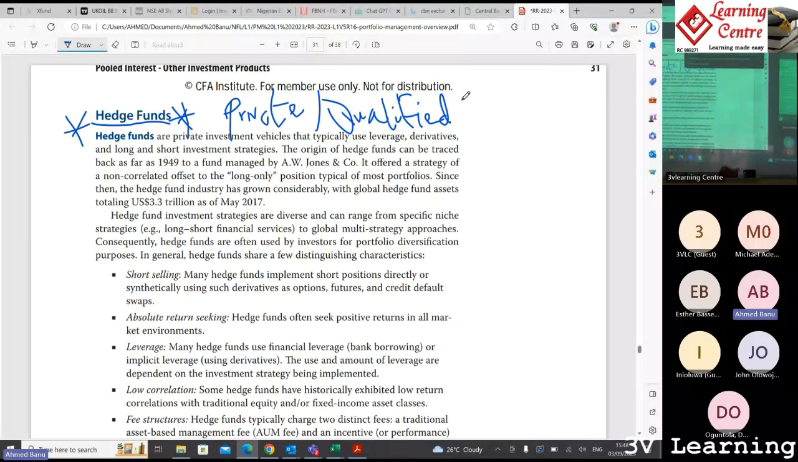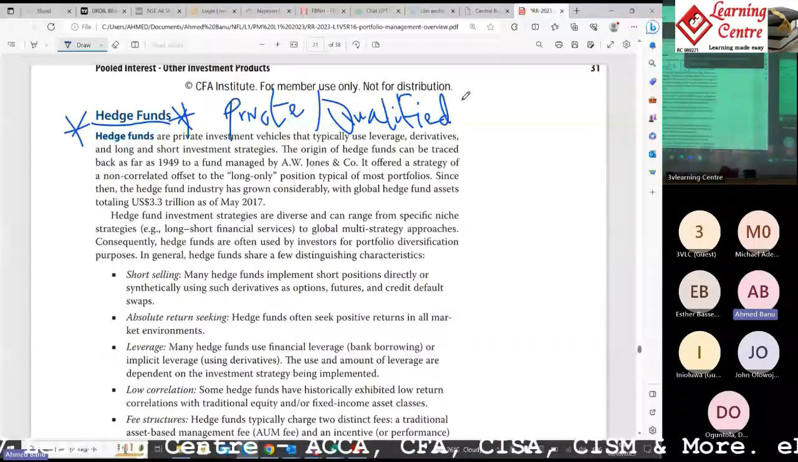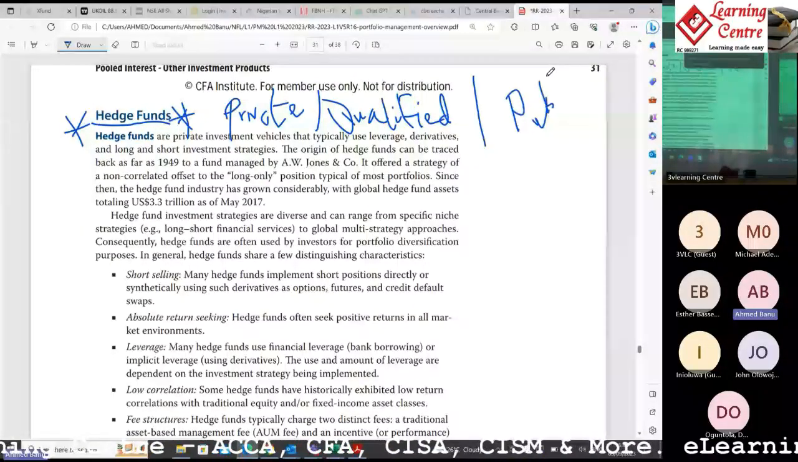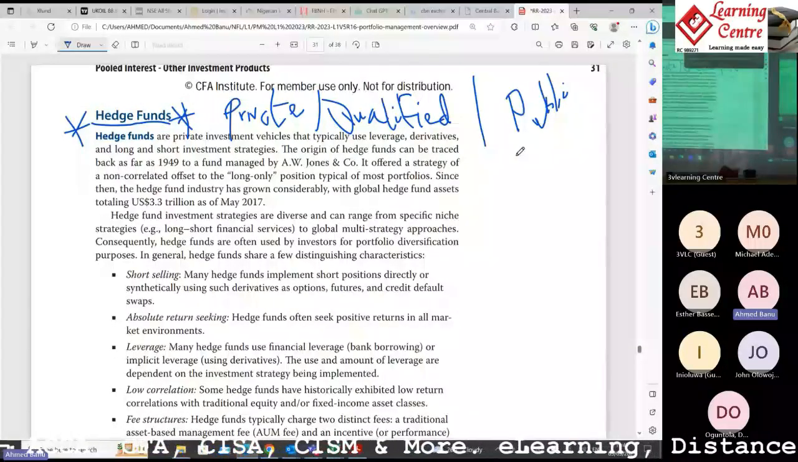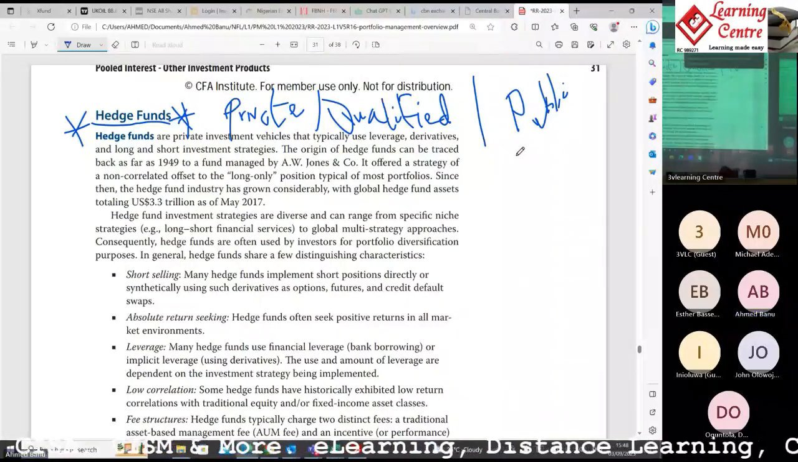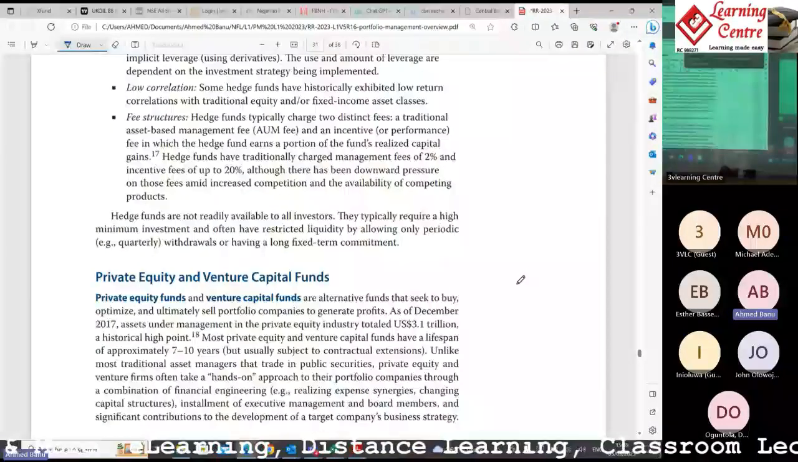A qualified investor is an investor that can tell the regulators that I know what the hedge fund guys are doing with my money, meaning they understand what is being done with their money. Unlike mutual funds that are public. So that's the difference between hedge funds and mutual funds. You see a lot of hedge funds in your alternative investments.